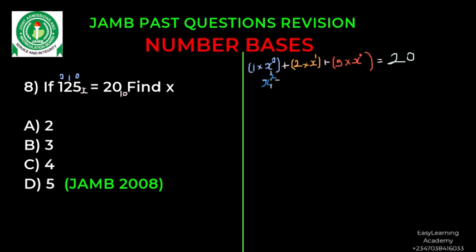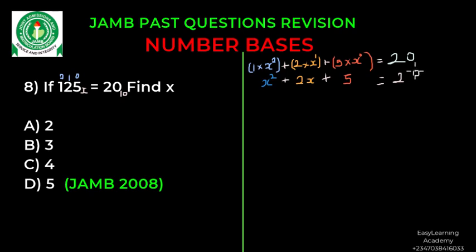Bring down our plus sign, and then we now focus on the next bracket. The next bracket is 2 times x raised to power 1. x raised to power 1 is x. 2 times x is 2x. We're done with that one. So we bring down our plus sign, and then x raised to power 0 is 1. So 5 times 1 is 5. We're good with that one. And then of course we still bring down our right hand side, equals to 20.